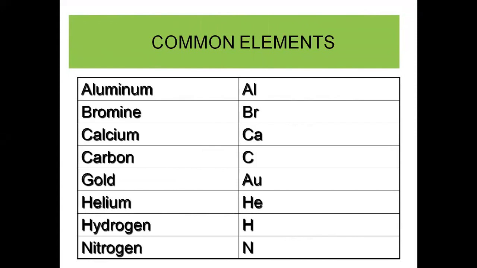These are some common elements and their names and symbols. For example, the symbol of aluminum is Al, the symbol of bromine is Br, the symbol of calcium is Ca. The symbol of carbon is C, the symbol of copper is Cu, the symbol of gold is Au, the symbol of helium is He, the symbol of hydrogen is H, and capital N is the symbol of nitrogen.